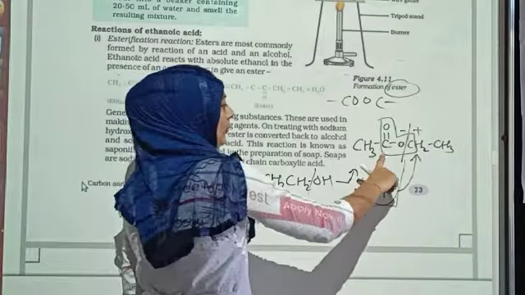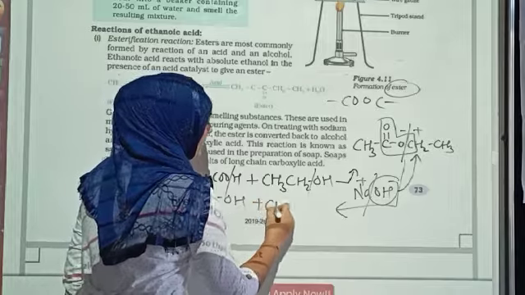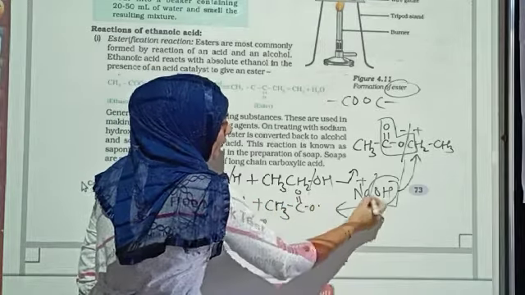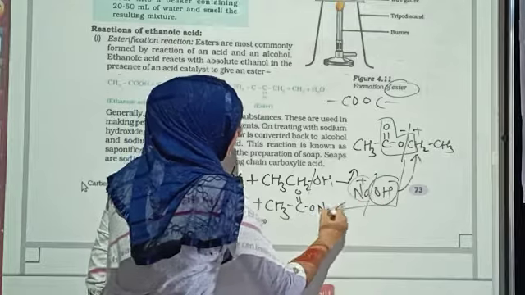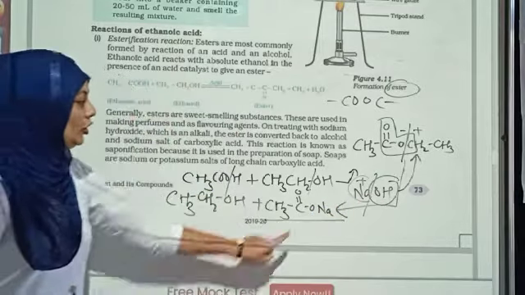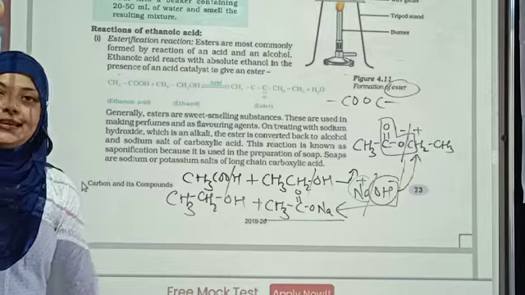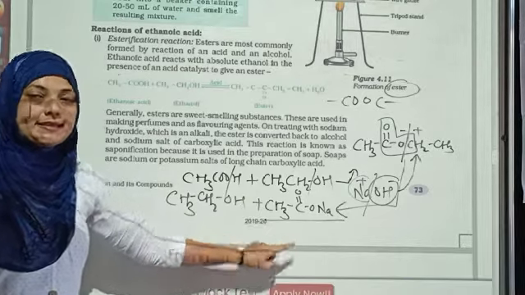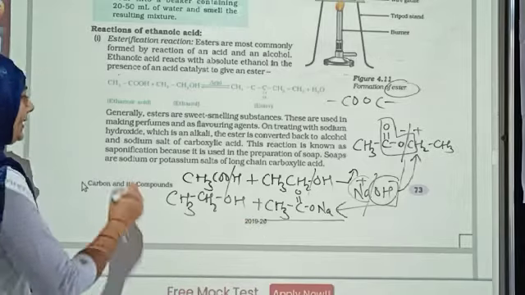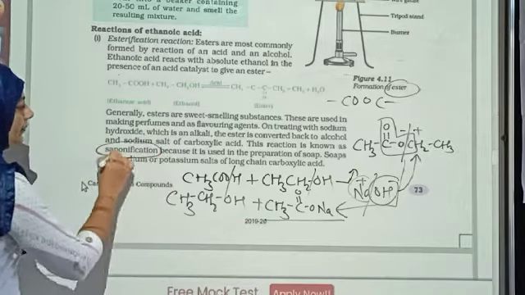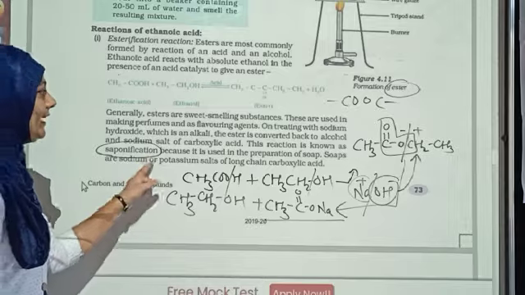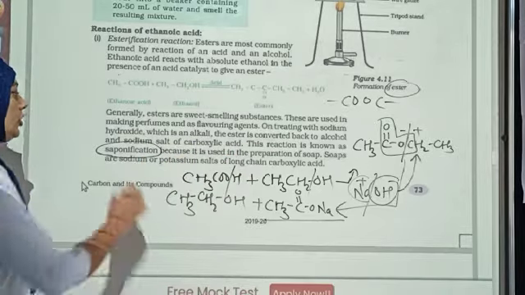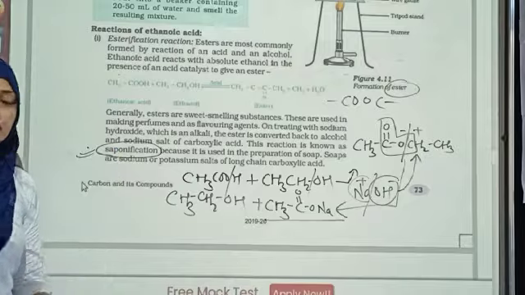Now what is going to form over here? CH3, C double bond O, O, and what will be there? Na. What is this? Sodium salt of carboxylic acid. This is the soap molecule. Sodium salt of carboxylic acid, that is a soap molecule, and that is why the reaction is called saponification. Which reaction? Reverse reaction. When you are doing the reverse reaction, you are getting the saponification.